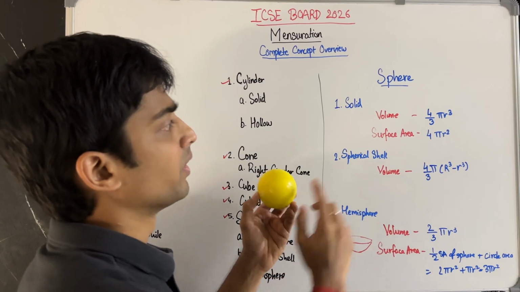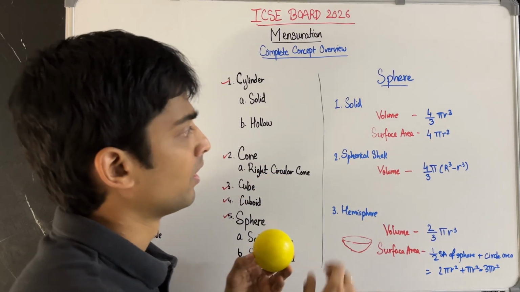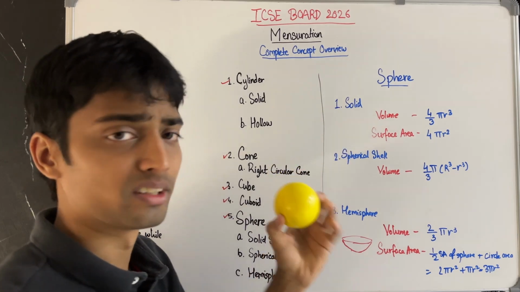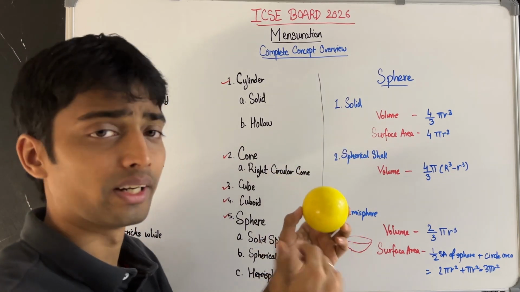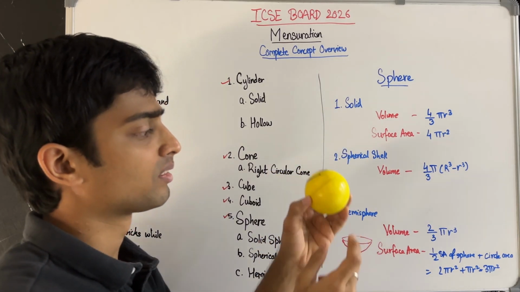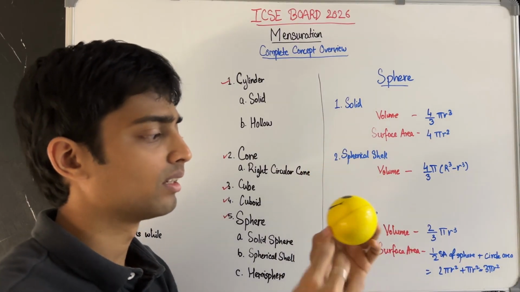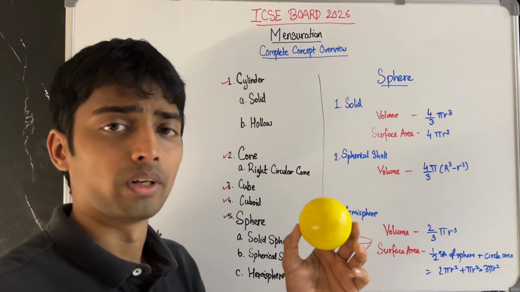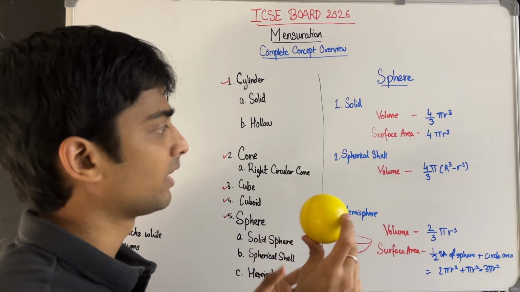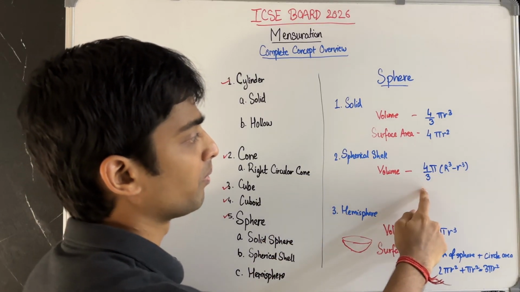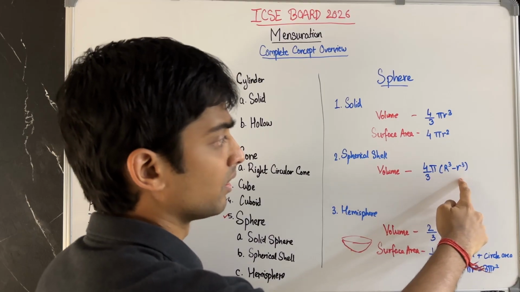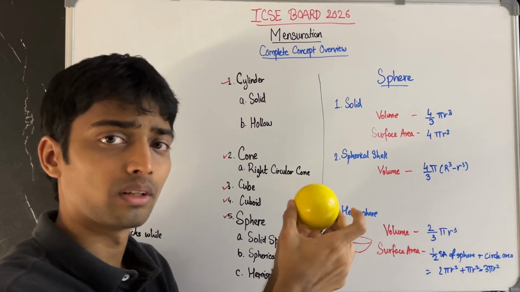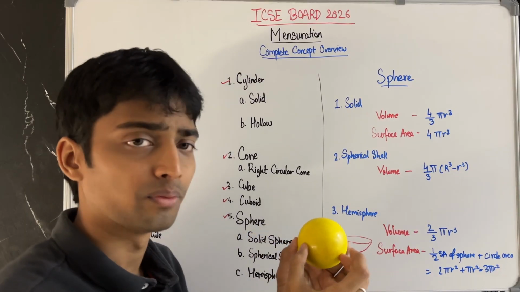The volume of a sphere is 4/3 pi r cube. Surface area is 4 pi r square. Now this was a solid sphere. Now imagine if this was a spherical shell. So it's a sphere, but inside it's hollow. You can imagine it like a coconut. So for the spherical shell, the volume will be 4/3 pi (R cube minus small r cube), where capital R is the radius of the outer part and small r is the radius of the inner part.